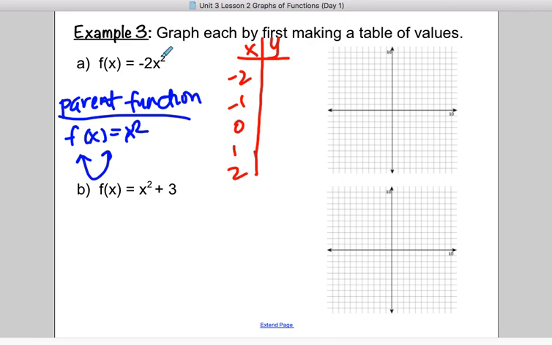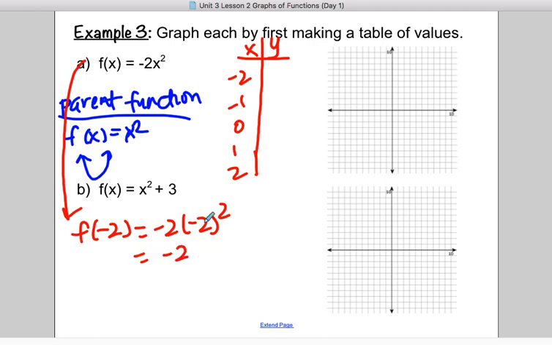And so when I plug it in, I'm going to write this one out. Maybe here, I'll erase it. So we have f of -2 for this function. We would have -2 parentheses -2 squared. So you've got to be careful. It's really -2. You square your -2, which gives you +4, which gives me an answer of -8.